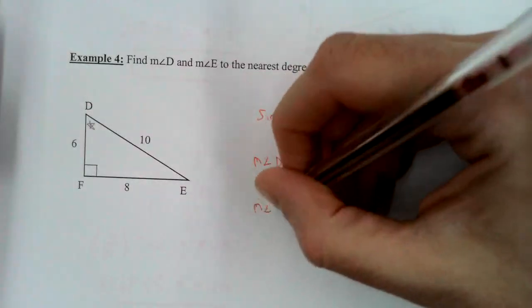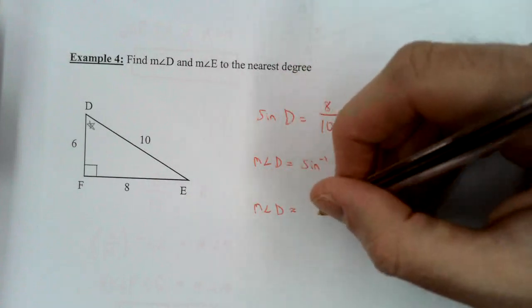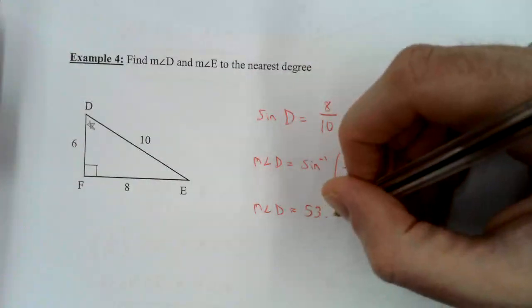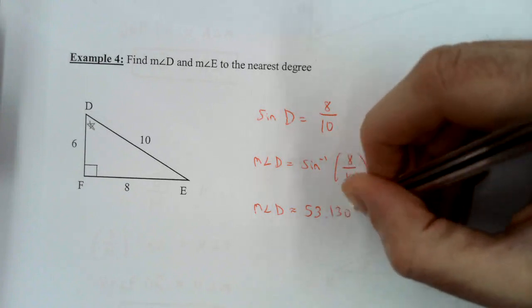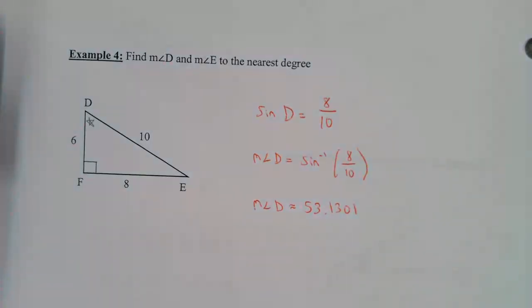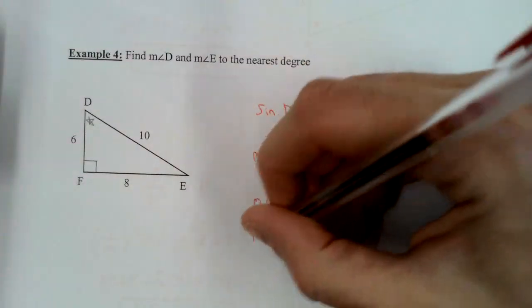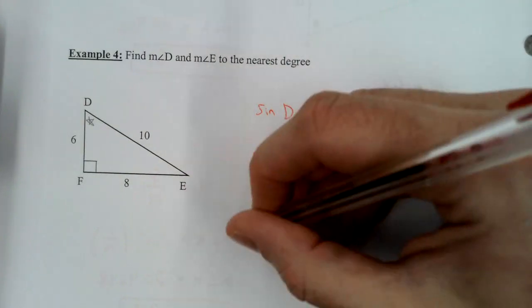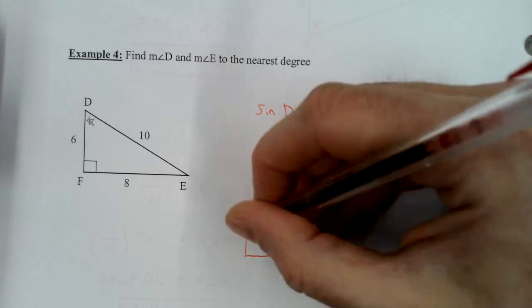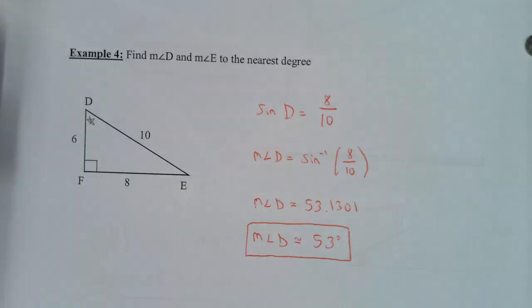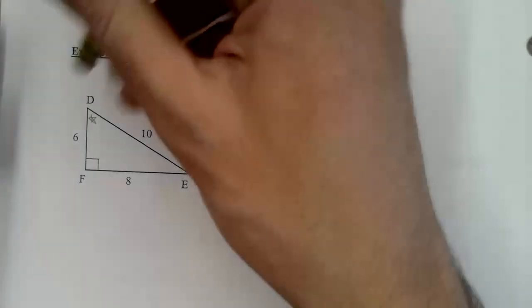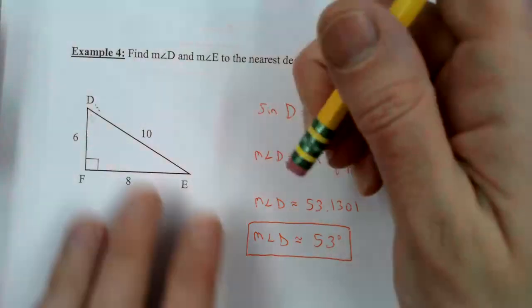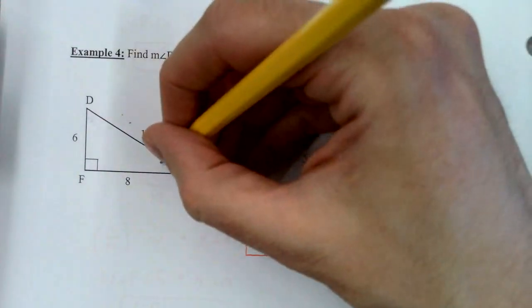I'll just write it all out now. So 53.1301, which will round to 53 degrees. It said nearest degree. Now, that's great, so let's erase that. Now let's get the measure of angle E.